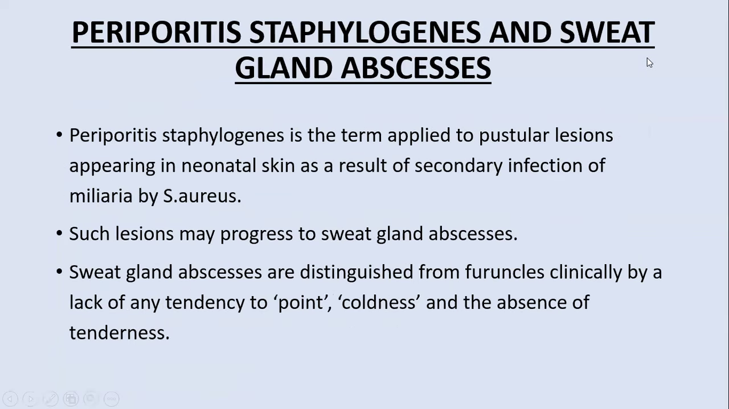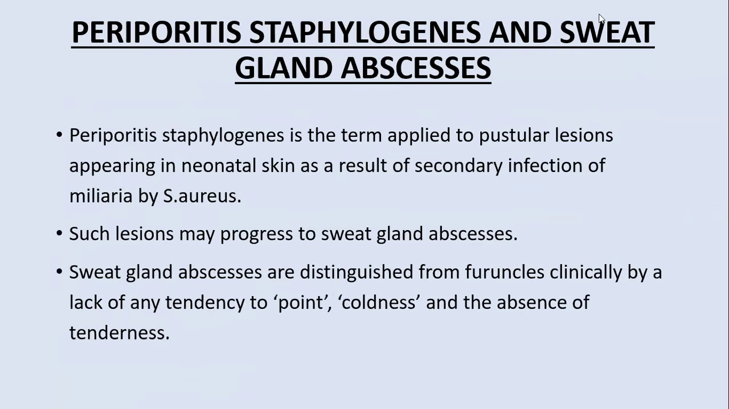The next disease we are going to discuss is periporitis staphylogenes and sweat gland abscesses. Periporitis staphylogenes is a term applied to the pustular lesions appearing in neonatal skin as a result of secondary infection of miliaria by Staph aureus. Such lesions may progress to sweat gland abscesses.